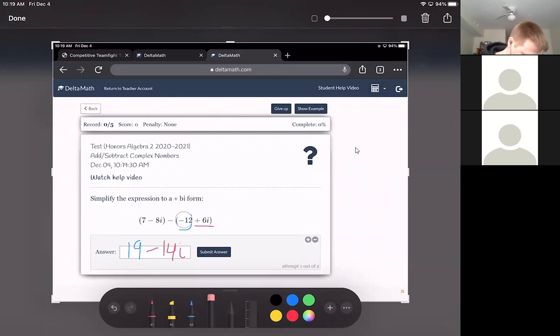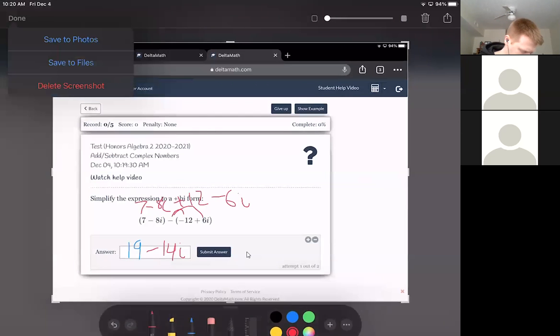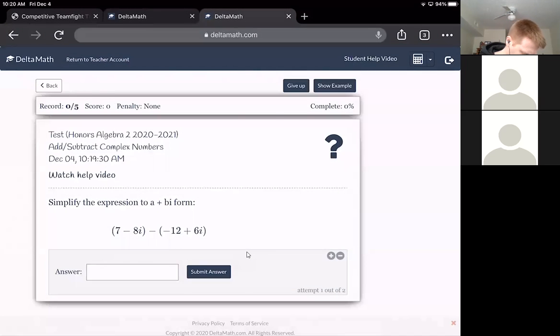If it's helpful though, you might want to rewrite it. You can distribute that minus sign, so that would turn into a plus 12, that would turn into a minus 6i, and then you could combine them. But it's up to you, either way works. So that's adding and subtracting. That section shouldn't hopefully be too bad.